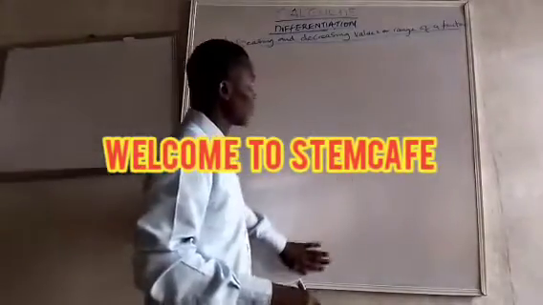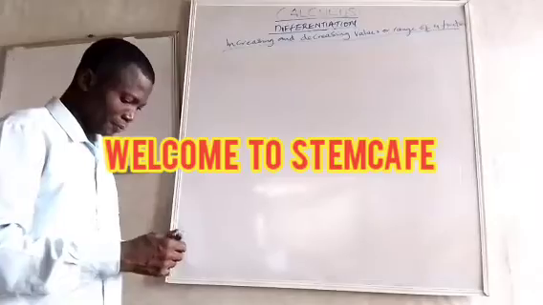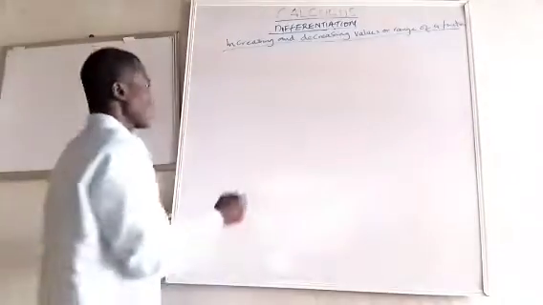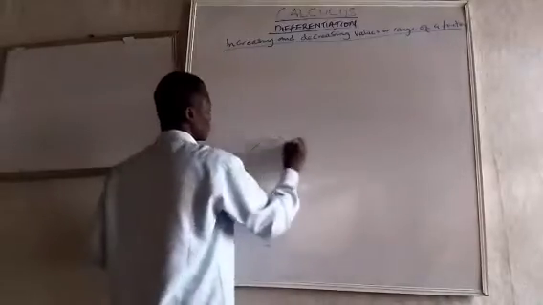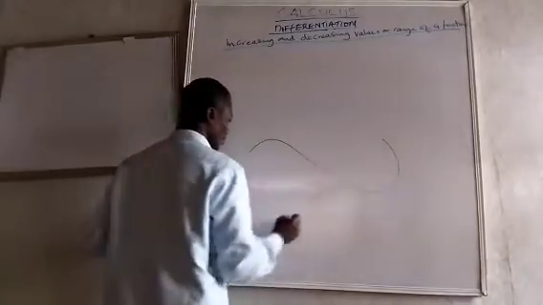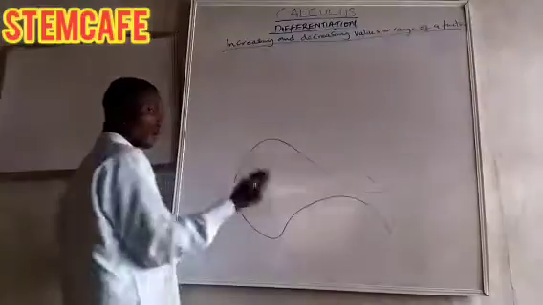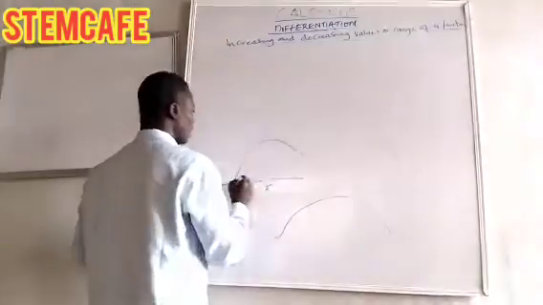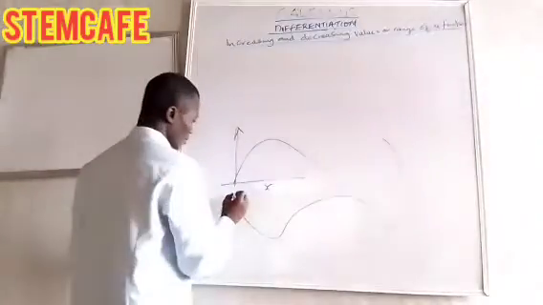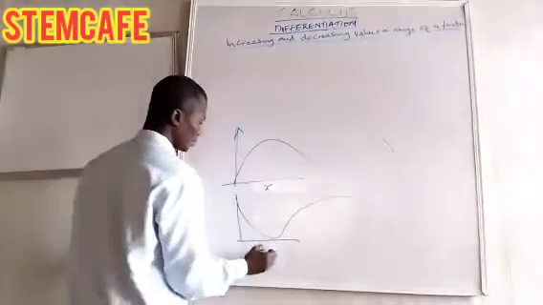Increasing and decreasing values or range of a function. What do we mean? If you have a function and you have a graph like this, or like this, for us to know which one is increasing, you can see if this is x and this is y. Same thing for this, x, y.